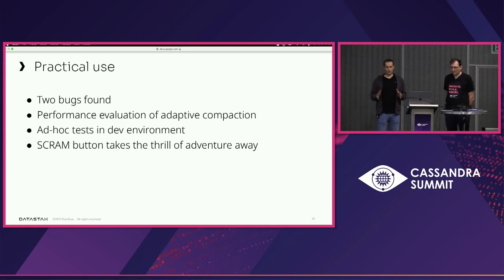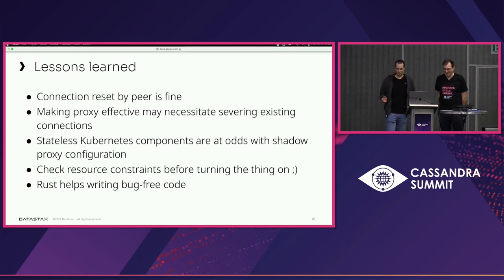Finally, we learned that using this shadow deployment is so easy that some people started using it in the dev environment. In dev, we've got a database, and there is a suite of tests that runs against that database all the time. If you want to perform some ad hoc testing with, for example, topology, it's easy to press a button to create the shadow deployment of that database and then tinker with the shadow database. Now, one thing that is not so great is that the scram button takes the thrill of adventure away. We're making changes to production, and if the proxy misbehaves, we just press the button and no sweat. So there's no thrill.